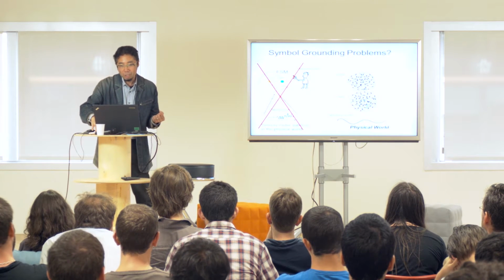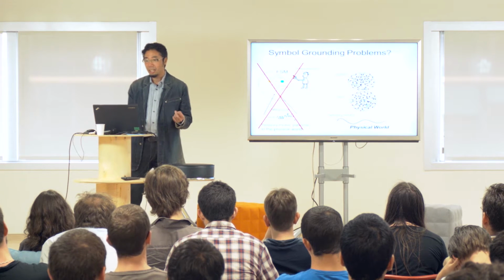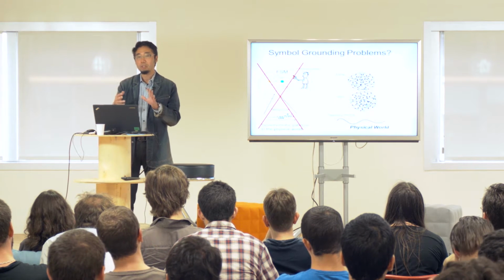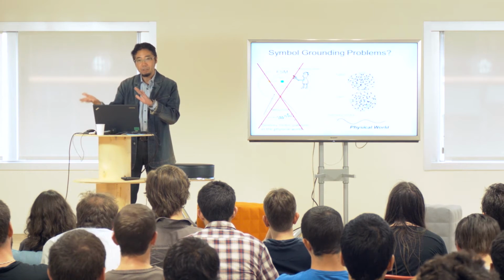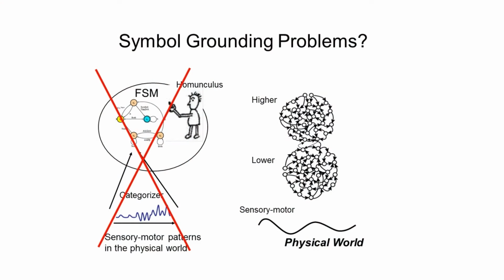So what I have proposed is that higher order cognition might be embedded in a continuous analog dynamical system, which is defined in some metric space. Then it would be able to interact with the physical world because now they share the metric space.